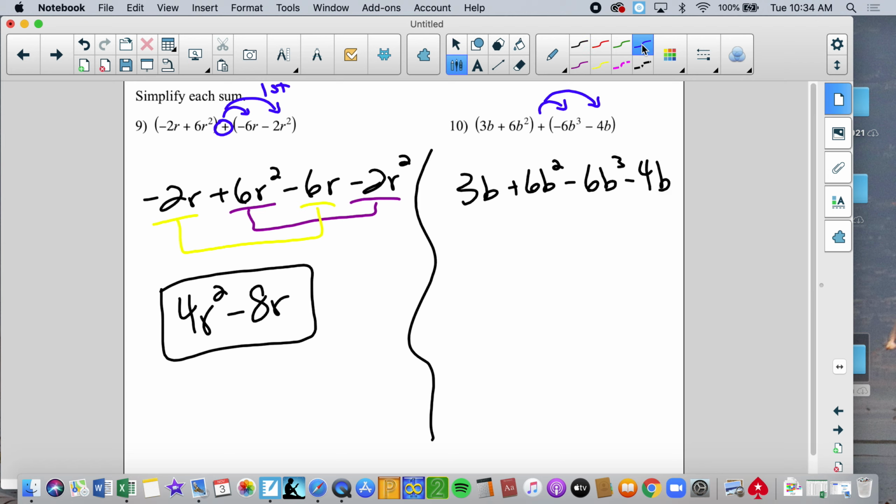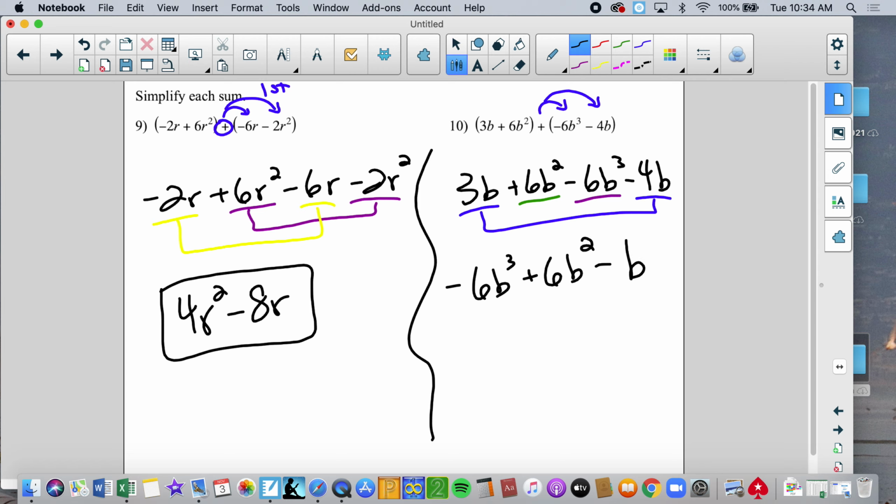Ooh, I like this. So we have 3b and -4b are like terms. Positive 6b squared does not have a partner, and nor does -6b cubed. So we want to write it in standard form. So we'd write -6b cubed plus 6b squared minus b, because our coefficients are 3 and -4, which makes -1. So notice my answer is in standard form.